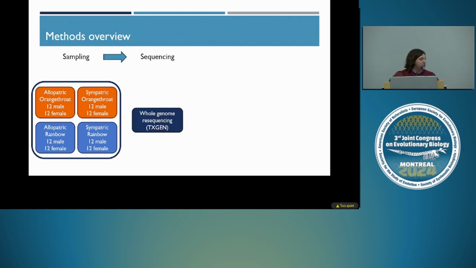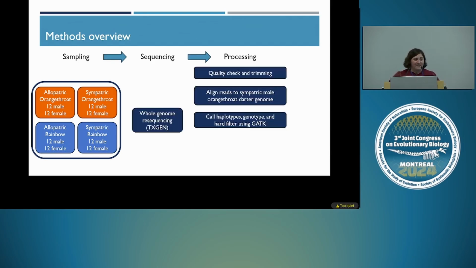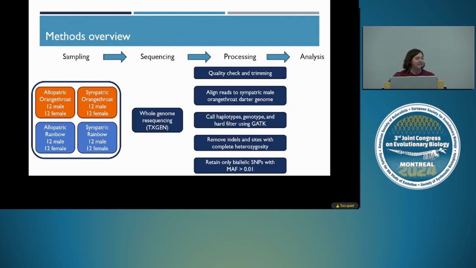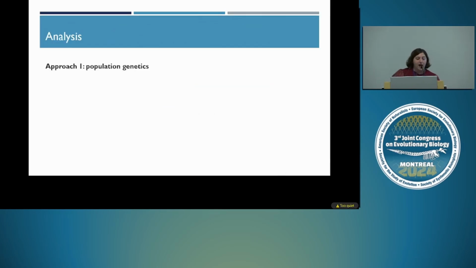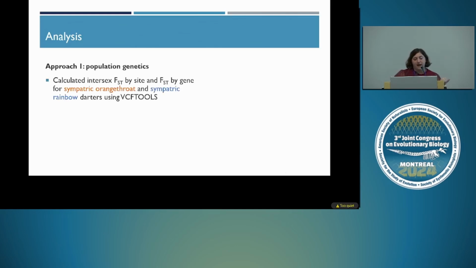We did whole genome resequencing. We processed that data with the standard pipeline, and then we conducted 3 separate analyses. So our first approach is a population genetics approach. So we calculated intersex FST by site and by gene for just sympatric populations.